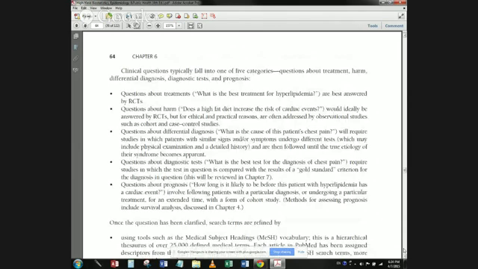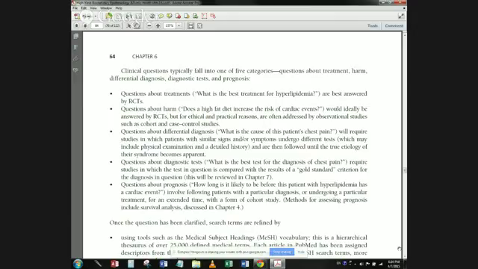Clinical questions typically fall into one of 5 categories: questions about treatment, harm, differential diagnoses, diagnostic tests, and prognosis. Questions about treatments are best answered by RCTs, such as what is the best treatment for hyperlipidemia? Questions about harm, such as does a high-fat diet increase the risk of cardiac events, would ideally be answered by RCTs, but for ethical and practical reasons are often addressed by observational studies, such as cohort and case control studies.